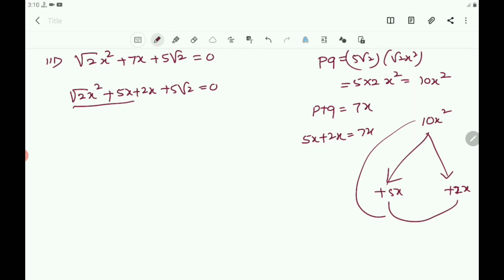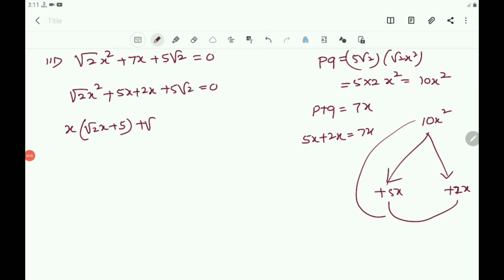Then you make the groups of two terms, and here in the first group x is the common factor, and in the bracket root 2 remains and x remains, plus here 5 remains. So in the bracket you will get root 2 x plus 5. Here 2 is there, root 2 is there. 2 means root 2 into root 2, therefore you remove root 2 as a common factor.